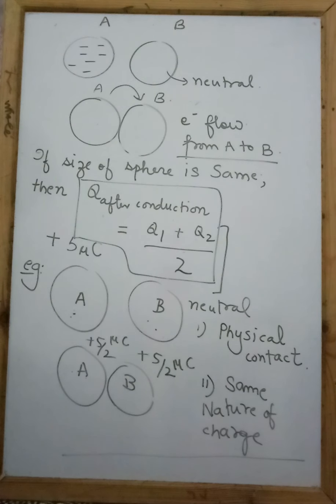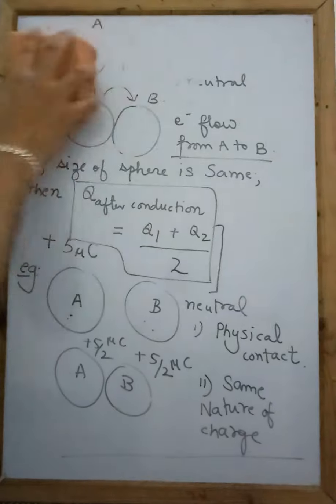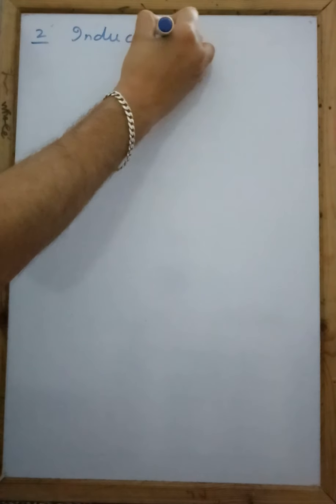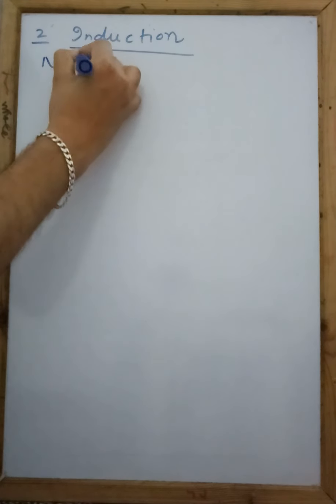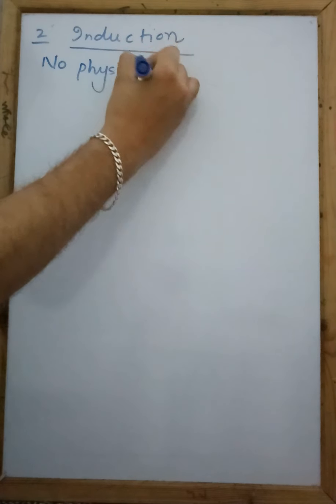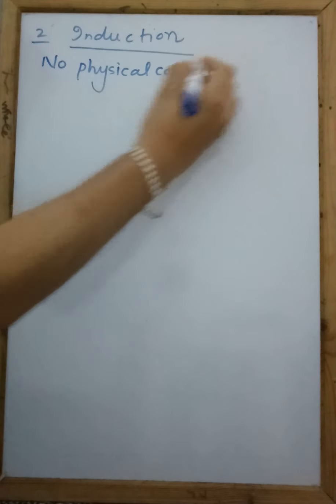Now the second thing that I am going to discuss over here, the second method, is induction. The second method of charging a body is charging by induction. Now when I say induction, the basic difference between conduction and induction is, in conduction there is a touch, the two spheres are touching each other, whereas in case of induction there is no physical contact between two bodies, and without physical contact, if one of the spheres carries a charge, the other one will also carry a charge.